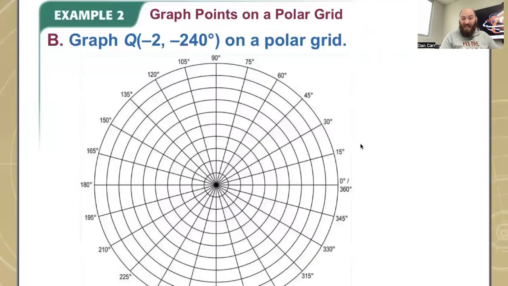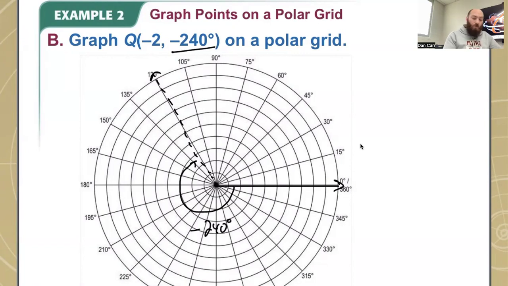Got another example. Got -2 to -240 degrees. So again, this one's a little bit trickier because we have two negatives going on. But start with the -240. So if I start from here, here's my 0. -240 is going to put me right about here. Okay, that's -240 degrees.